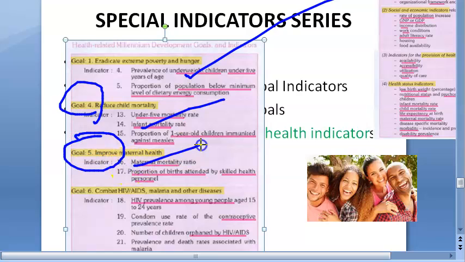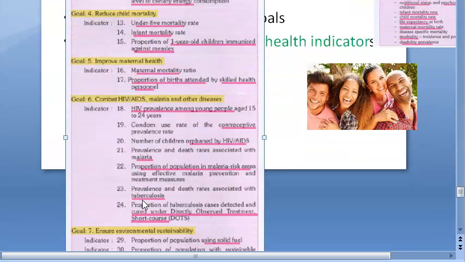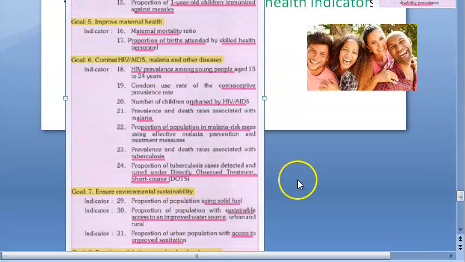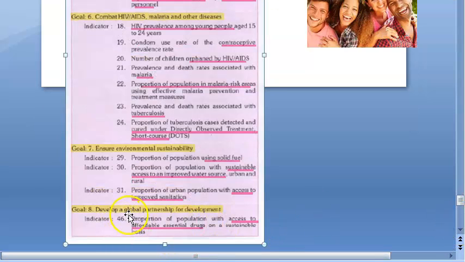And this is 5, improve maternal health. So child and maternal. 6 is combat HIV, AIDS, malaria and other diseases. Then goal 7 is ensure environmental sustainability. Then goal 8 is develop a global partnership for development. Who can remember all these? So just remember: child, maternal, HIV, AIDS, 7 is environment and 8 is some global partnership.